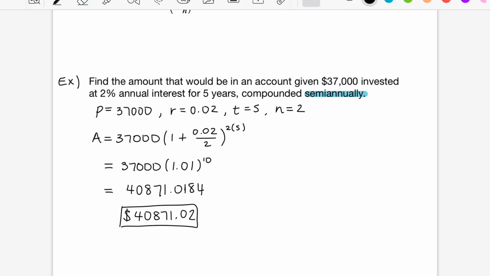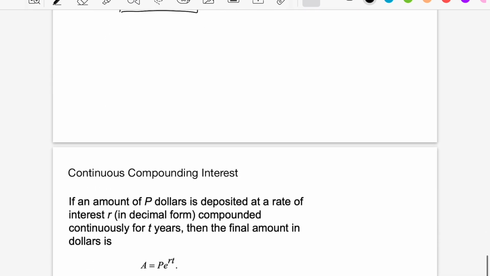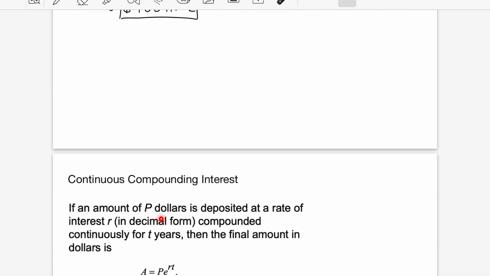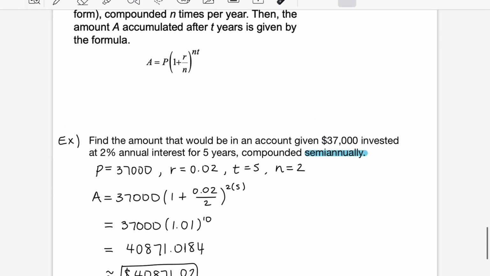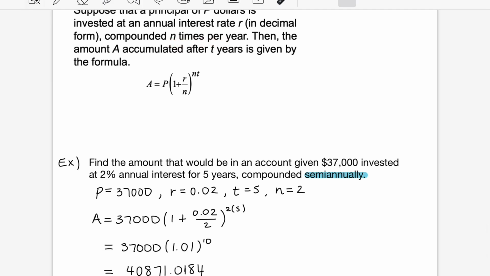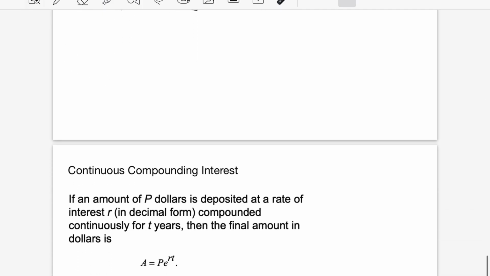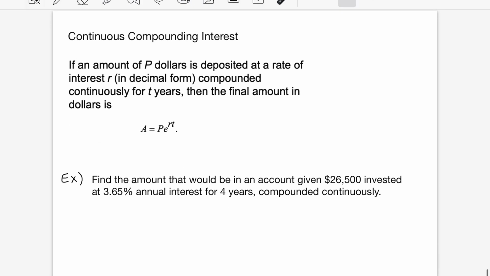Alright. Now, the next thing we're going to look at is what's called continuous compounding interest. So, we have the same setup: if an amount of $P is deposited at a rate of interest R, again as a decimal, and we're compounding this continuously. Previously we saw that we were compounding a certain number of times per year. In this case, we're going to be compounding continuously for a certain number of years. So then the final amount A in dollars is given by this new formula here. So we'll use this formula on this next example.